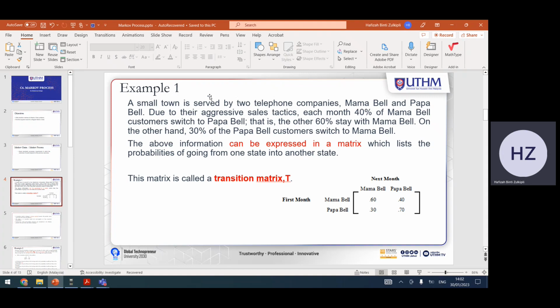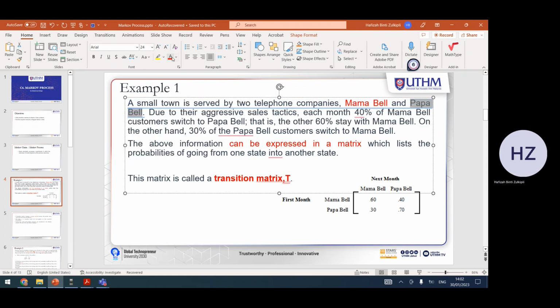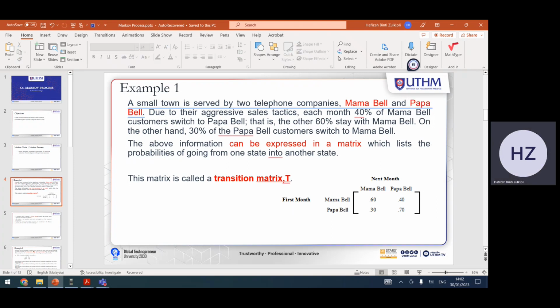another state. So if you can see here, we have two companies, Mama Bell and Papa Bell. Each month, we have two companies, Mama Bell and Papa Bell, and then the next month, the customer maybe will switch to another company. Let's say the first month, the customer goes to Mama Bell. And then the second month, they can go to Mama Bell or they can actually switch to another company, which is Papa Bell. So the values in the matrix here refer to the information given.